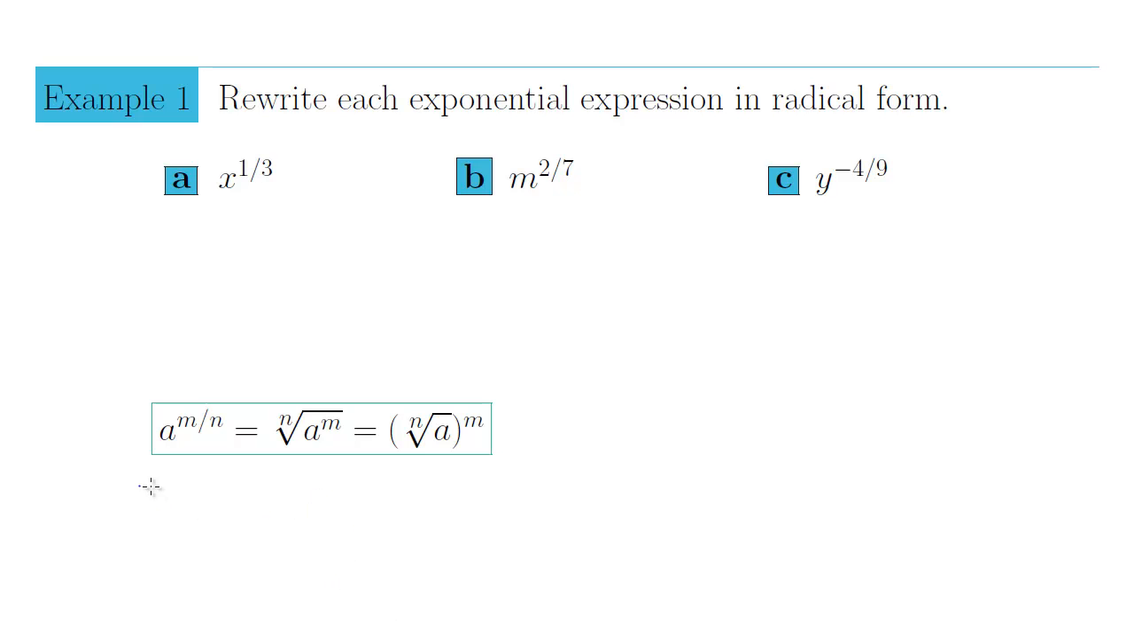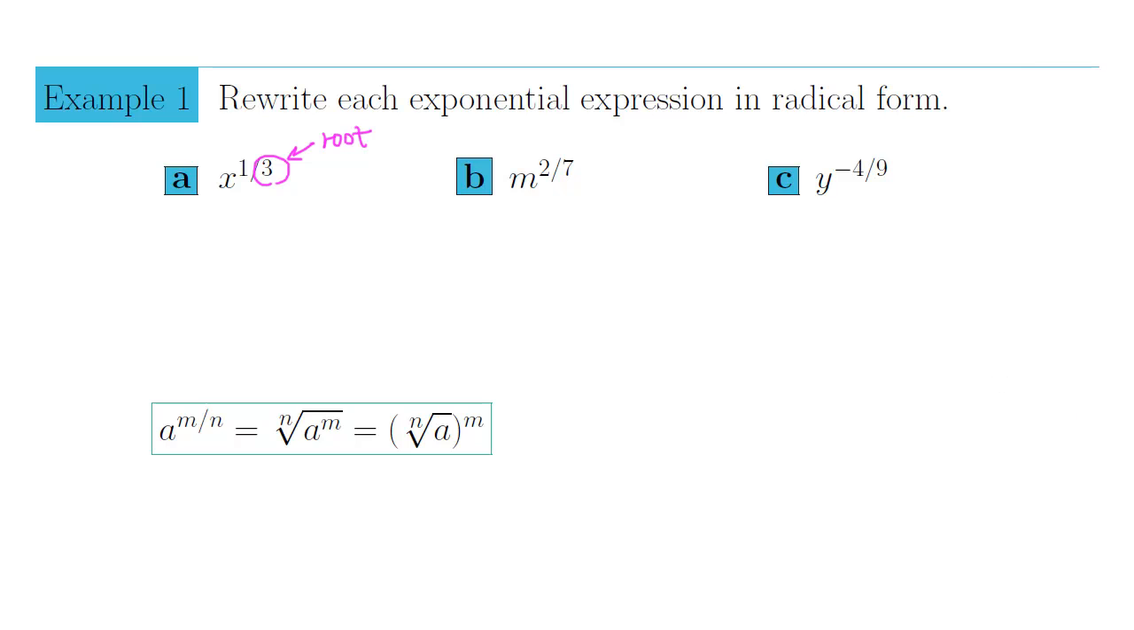Recall the definition. A raised to the fraction m over n is equivalent to the nth root of a to the m power. So x raised to the 1/3, using the definition for rational exponents, is equivalent to, let's identify, the bottom is the root. Remember, the denominator is our root, and the other number is our power.